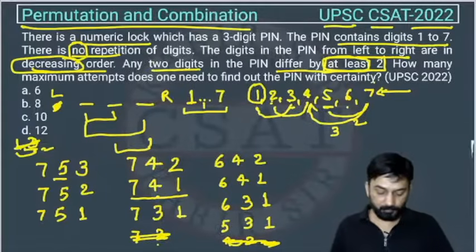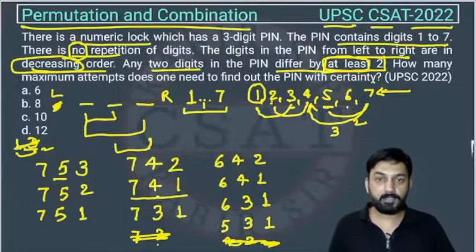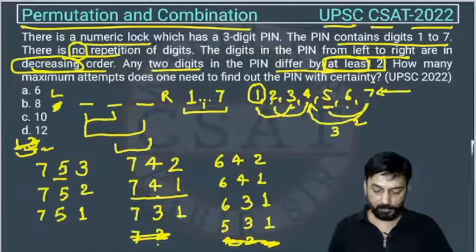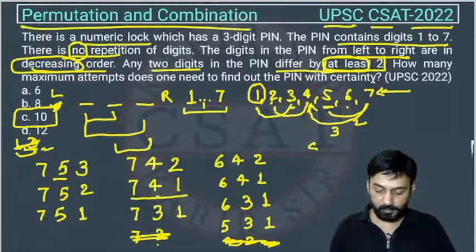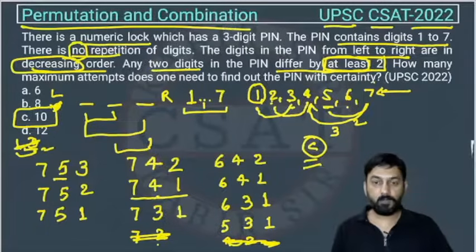So we just have to count them: first, second, third, 4, 5, 6, 7, 8, 9, 10. So only 10 passwords can be generated, or 10 times somebody has to try to open this lock. So the answer is option C. The answer of this question is option C.